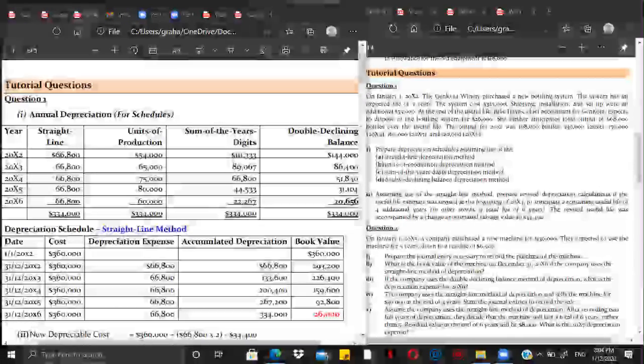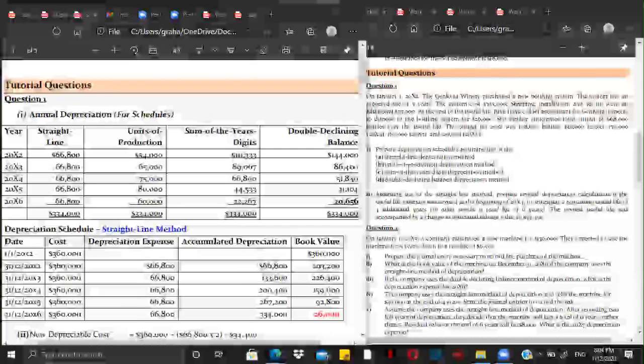So going into the question, we're going to pick out the capitalized cost before we do anything else. In this one, it says the system costs $325,000. So that is the cost. But it also says shipping, installation, and setup were an additional $35,000. So in order to get the capitalized cost, you would add that $325,000 with the $35,000, which should give you $360,000 if I'm correct. That would be the capitalized cost.